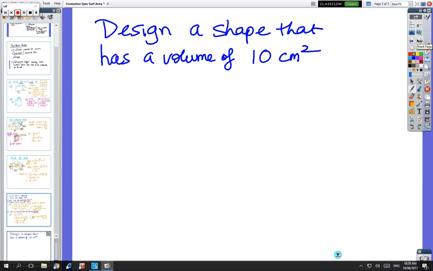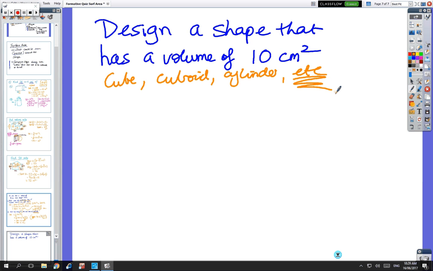Okay, this one's one that hopefully you've all practiced. There will be questions like this where you have to design a shape that has a volume of 10, and you're not told what shape to use, so you can use anything you like. You can use a cube, a cuboid, a cylinder, etc. It doesn't matter which you do, but I'll just show you a couple of ways of doing it. So have a go yourself, and when you're ready, come back live.